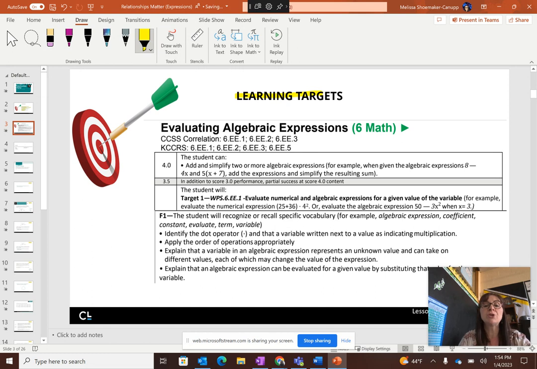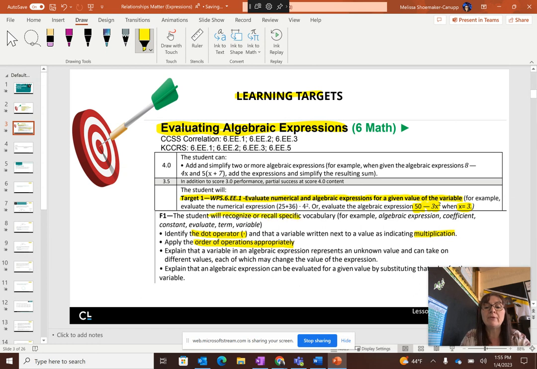Our actual learning target is evaluating algebraic expressions, and we're looking for target 1, evaluating numeric expressions and algebraic expressions for a given variable of a number. So if I put in an x, instead of an x, I want it to be 3, I'm going to solve this. It takes us several days to get there, so I don't want you to be worried about not understanding what that is. Remember, we're taking it one step at a time. Our one step at a time is concentrating on order of operations this week and understanding that the dot means multiply.